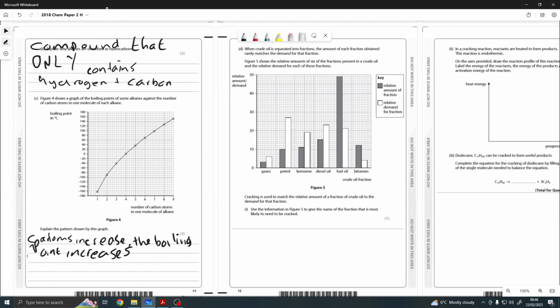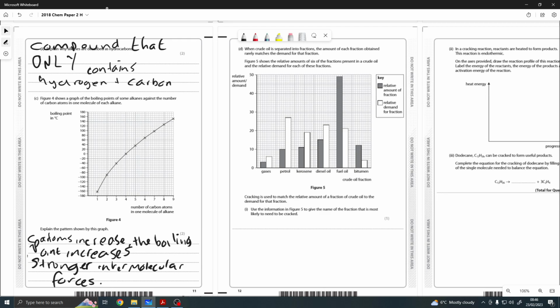It's because there are stronger intermolecular forces, essentially, which require more energy to break. Stronger intermolecular forces. That's the reason. There are stronger intermolecular forces.